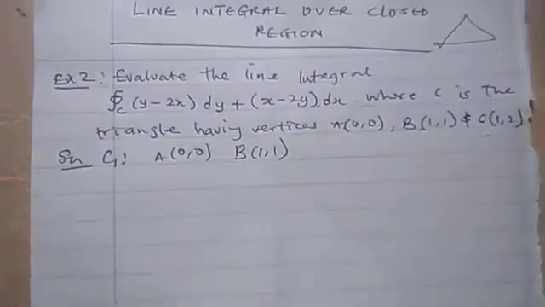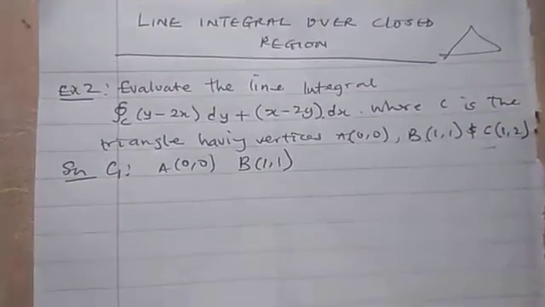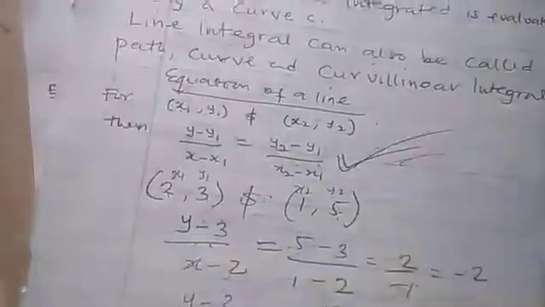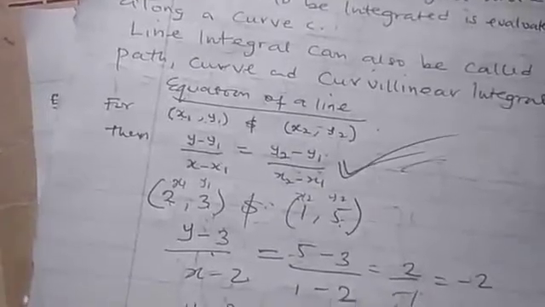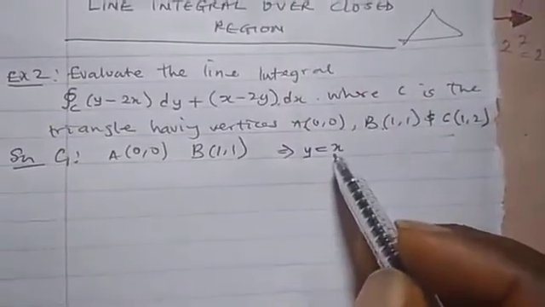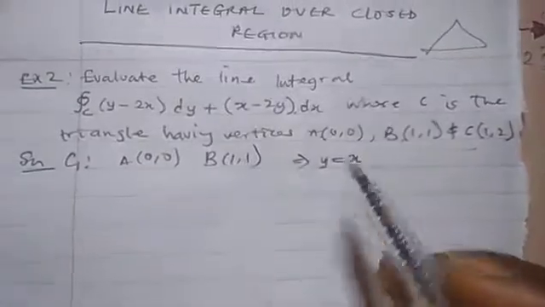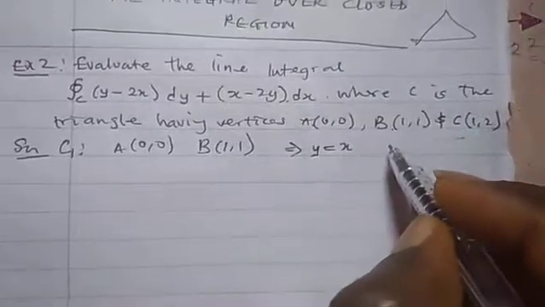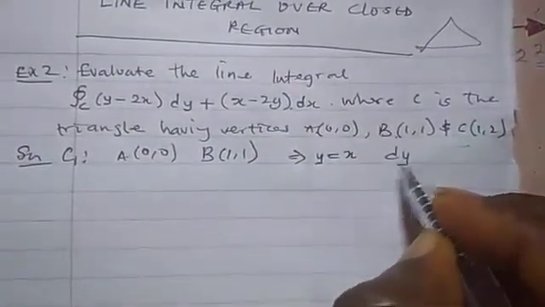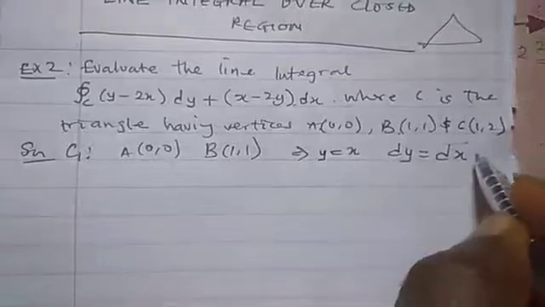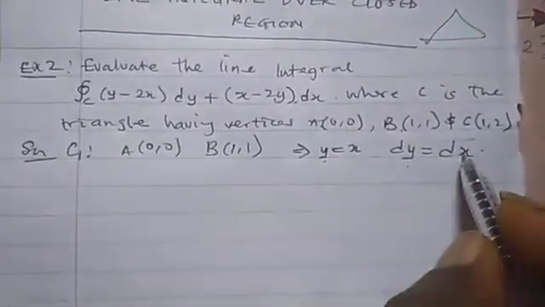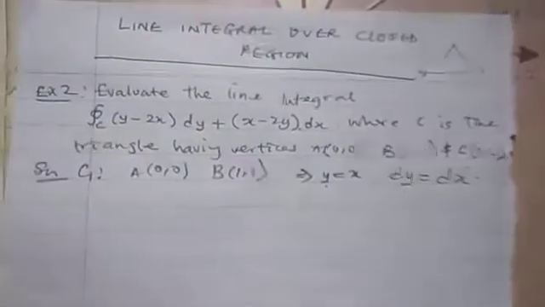So we are going to make use of the formula for equation of a line that I gave the other time. When we make use of it, we are going to have y is equal to x. When you are on your own, you cannot jump like this. You have to use the formula and get your answer. So we got y is equal to x. When we differentiate y, we have dy; differentiate x, you have 1, we put dx.